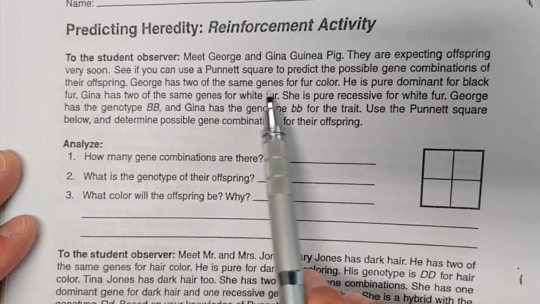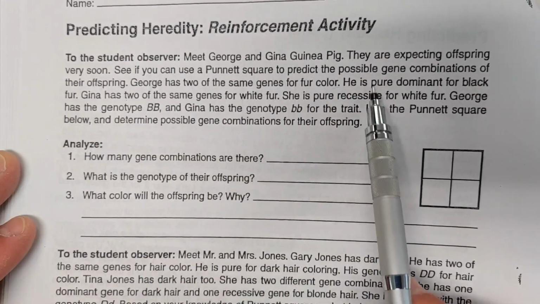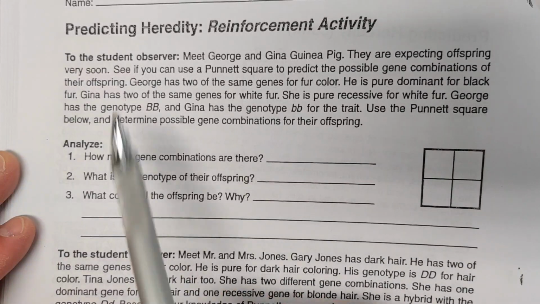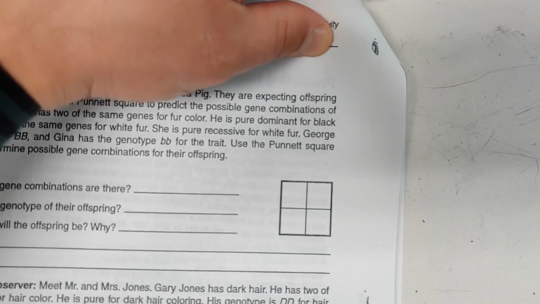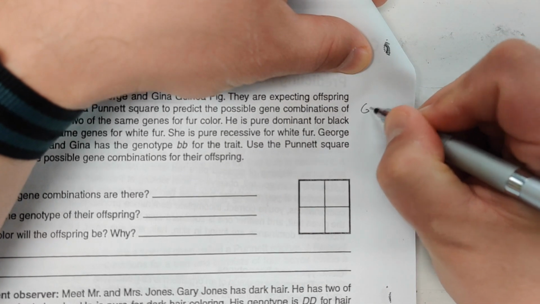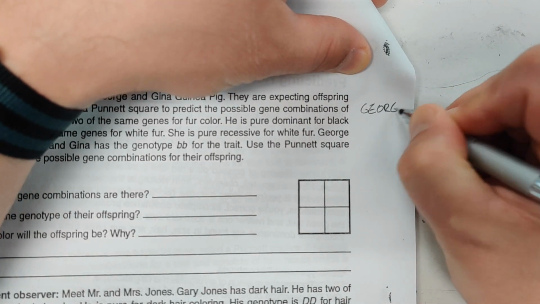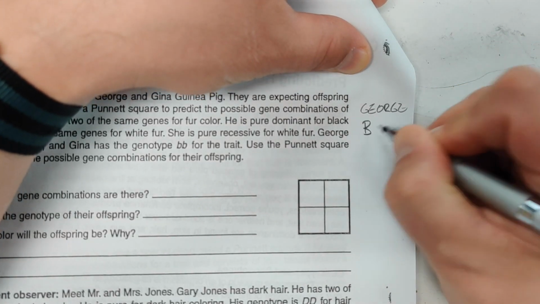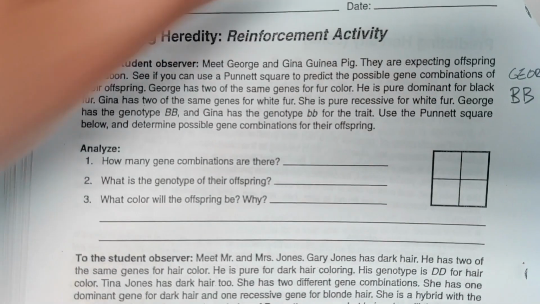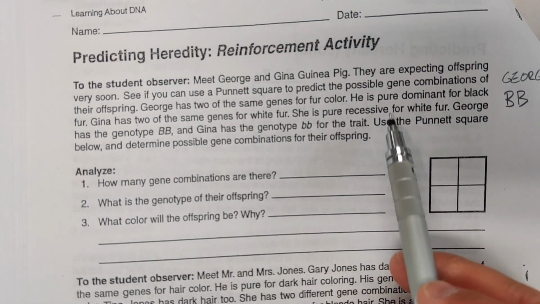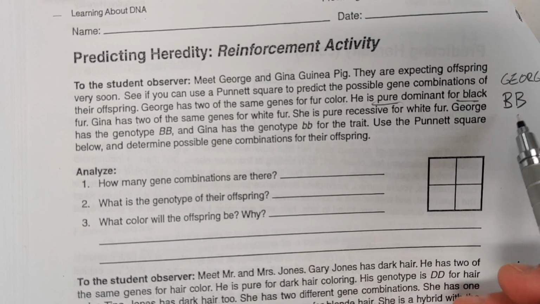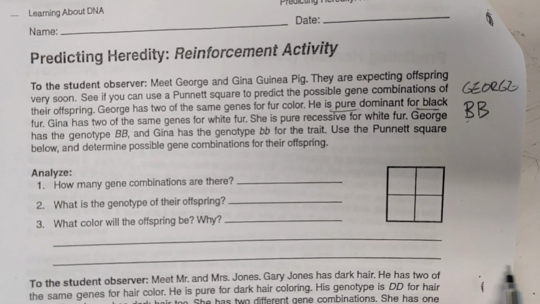George has 2 of the same genes for fur color. He is pure dominant for black fur. So we'll use the letter B. We always use the letter for the trait. So George is going to be big B, big B. That's going to be one of the parents because it says here he is pure for black. So we use big B, big B.